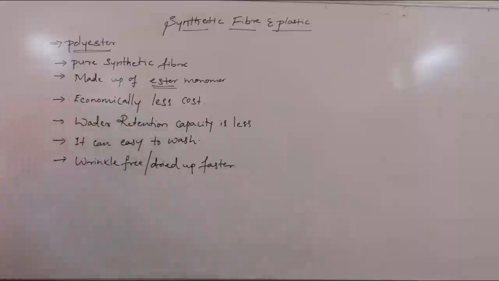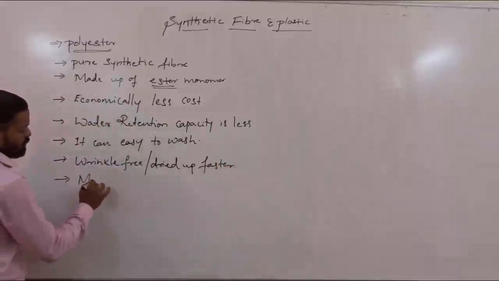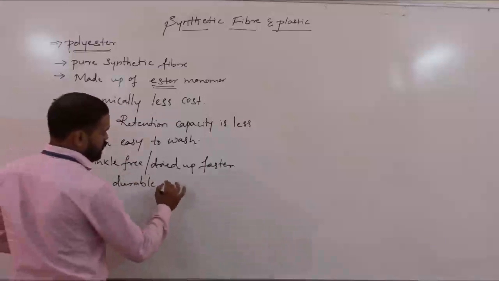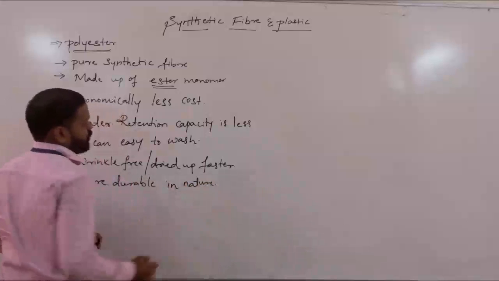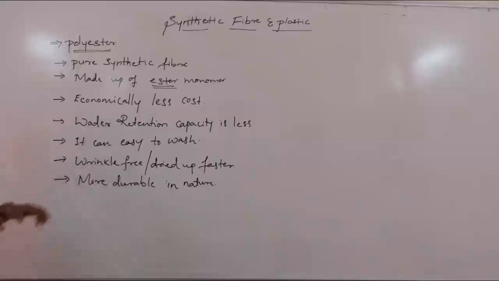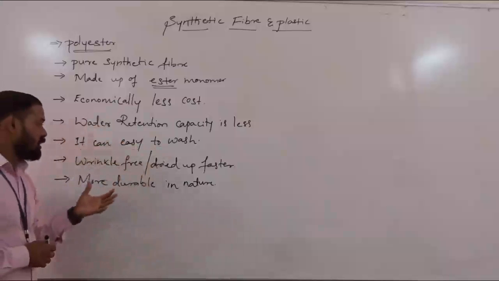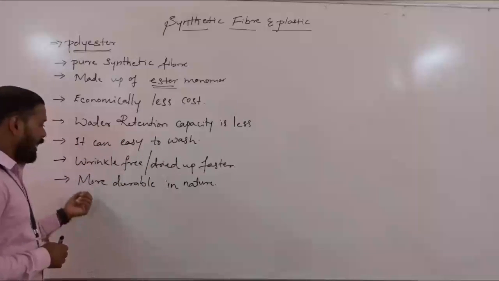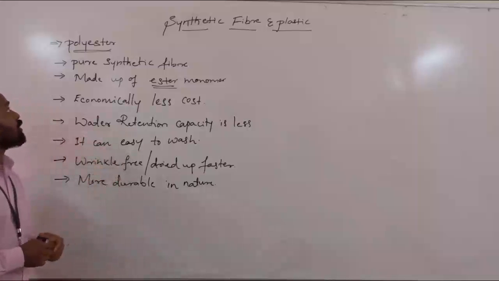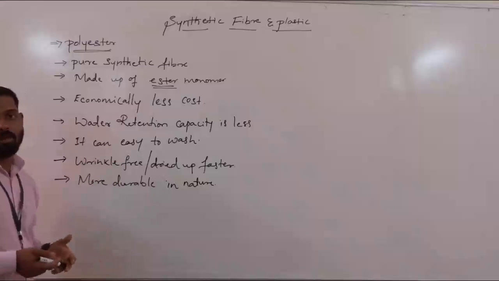And it is also more durable in nature. You can see that from polyester. So these are some of the characteristics of polyester. Please note down. Polyester is a pure synthetic fiber. It is made up of ester monomers, it is economically less cost, and its water retention capacity is low. It is easy to wash, wrinkle free, dries faster and is more durable in nature. That means this polyester you can use for a longer time. It will not get spoiled.